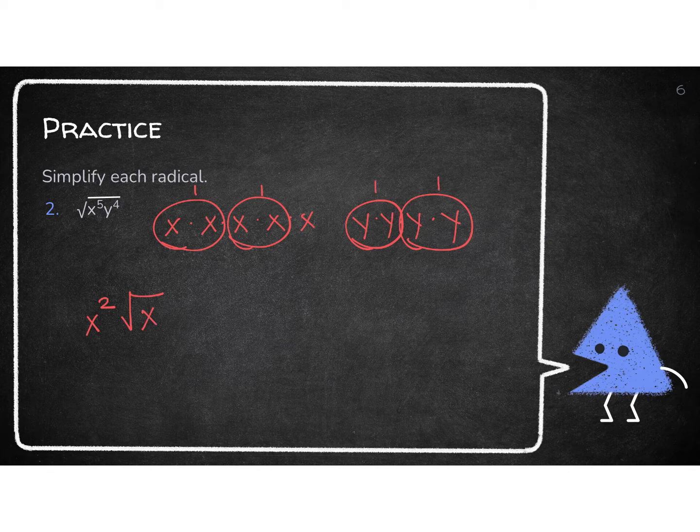I'm going to look at my y's then. I have 2 circles, so I have y squared. Sorry, let's go back to the y's. I have the square root of, there's nothing left under there. I don't have any y's left under there, so that's just nothing. So I'm going to smush them together. I have an x squared out front and a y squared out front, and then I have the square root of x with no y's left.